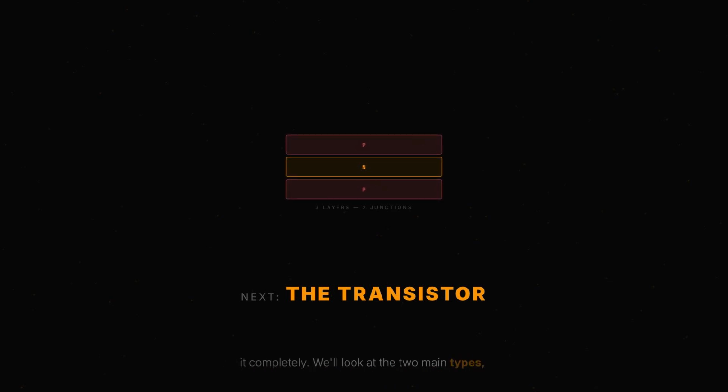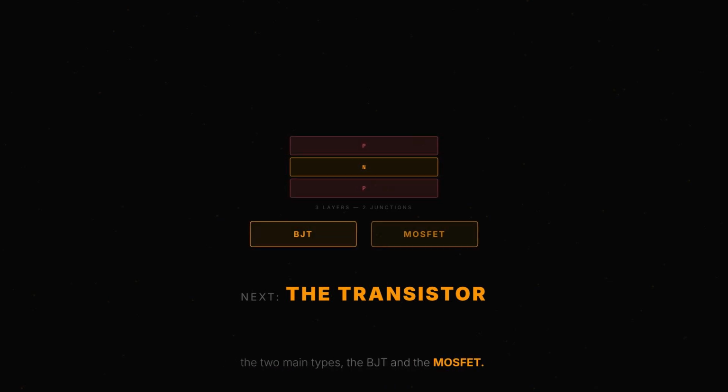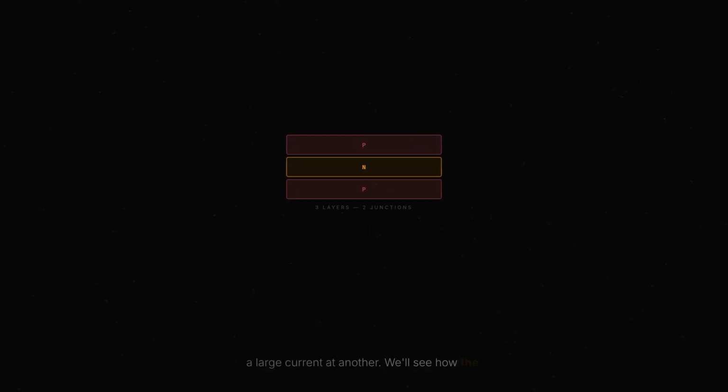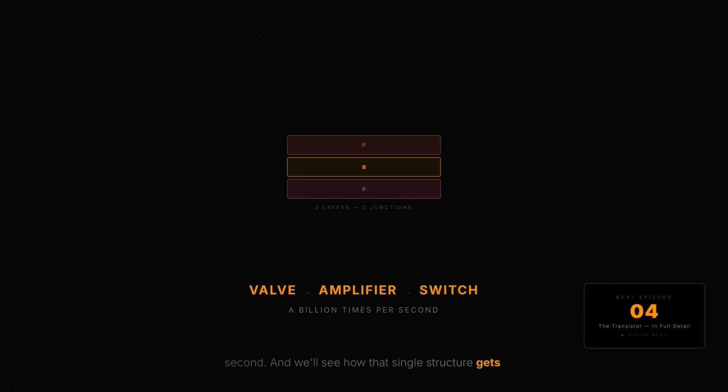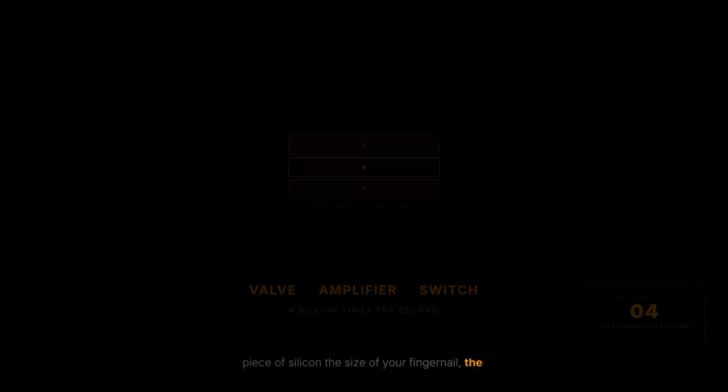We'll look at the 2 main types, the BJT and the MOSFET. We'll trace exactly how a small voltage at one terminal controls a large current at another. We'll see how the P-N junction goes from a valve to an amplifier to a switch that can fire 1 billion times per second. And we'll see how that single structure gets printed, not one at a time, but billions at once, onto a piece of silicon the size of your fingernail, the transistor.